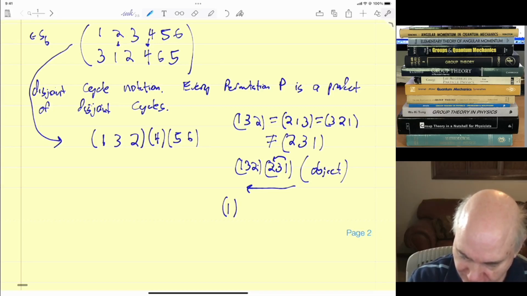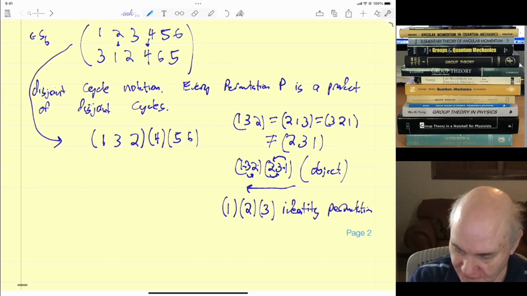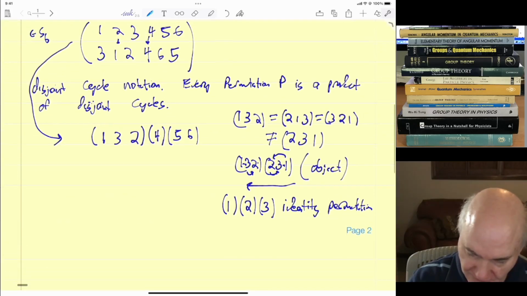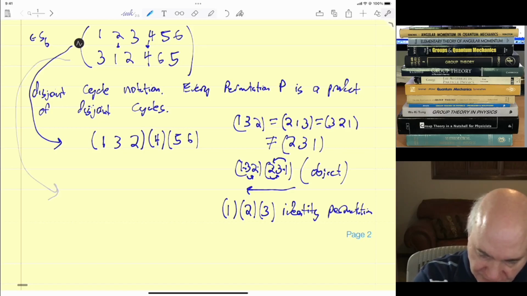Now let's look at what 2 goes to. 2 goes to 3, but then 3 goes to 2. So that's just a 1 cycle of 2 going to 2. And then again, 3 goes to 1, 1 goes to 3. So this is the identity permutation. That shows you that to find the inverse of a cycle, you just put it in the opposite order. Another way to get inverses of permutations, let's say I wanted the inverse of this permutation.